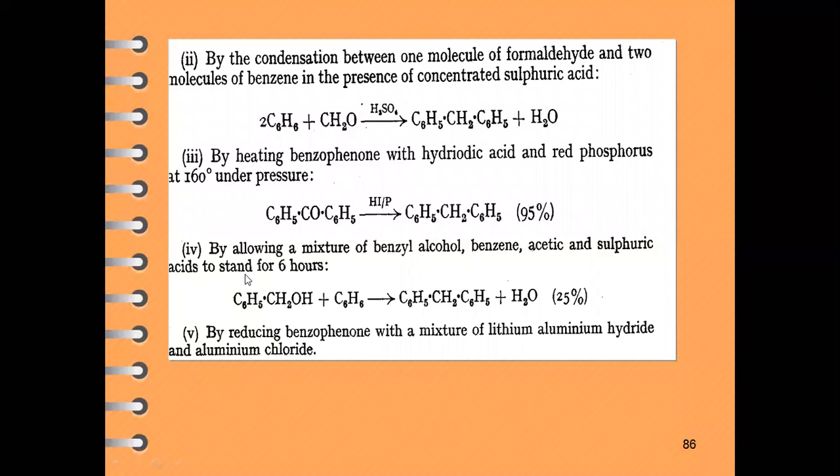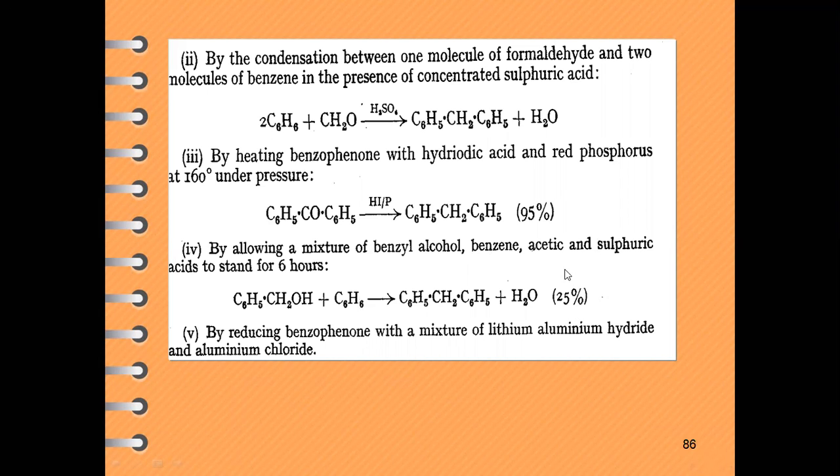Now, the fourth synthetic method is by allowing a mixture of benzyl alcohol, benzene, acetic acid and sulfuric acid to stand for 6 hours. So if we mix benzyl alcohol, benzene, acetic acid and sulfuric acid together and allow them to stand for 6 hours, this mixture results in the formation of diphenylmethane.